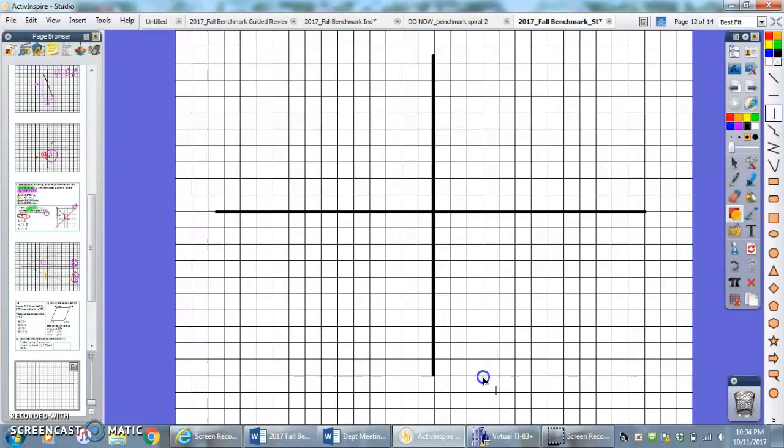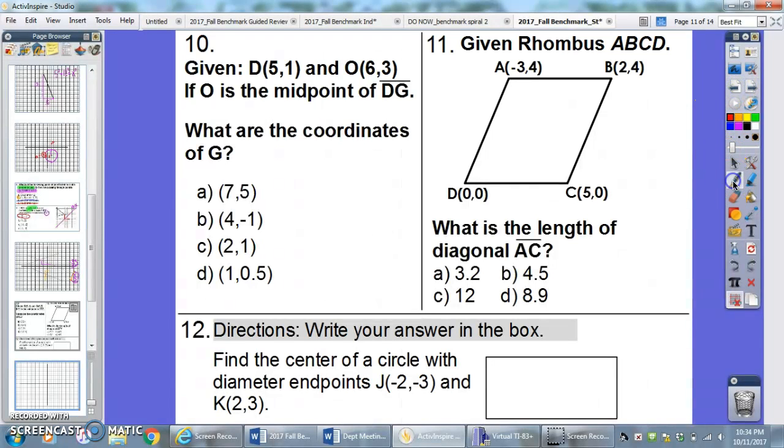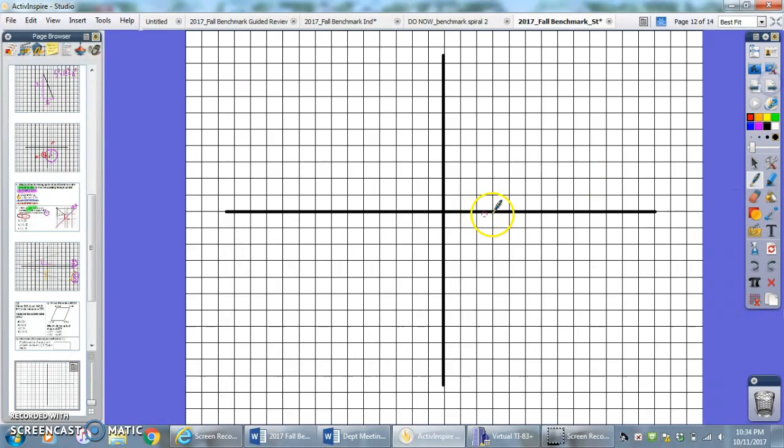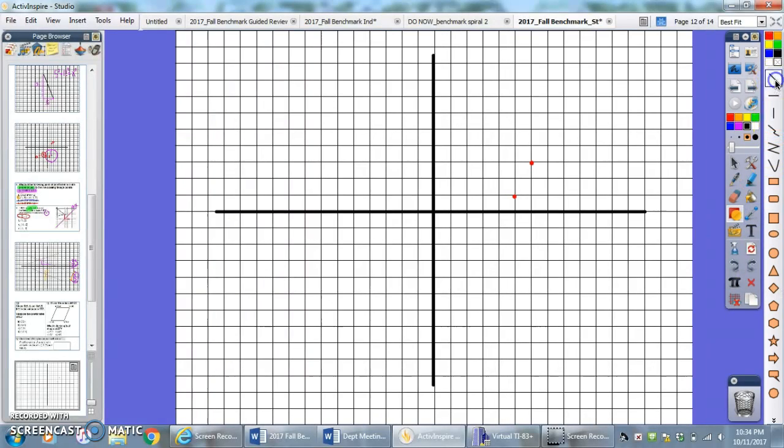All right, I'm going to graph my 2 points. 5, 1, 6, 3. Ooh, make sure I did that right. 5, 1, and 6, 3. This is a little segment.